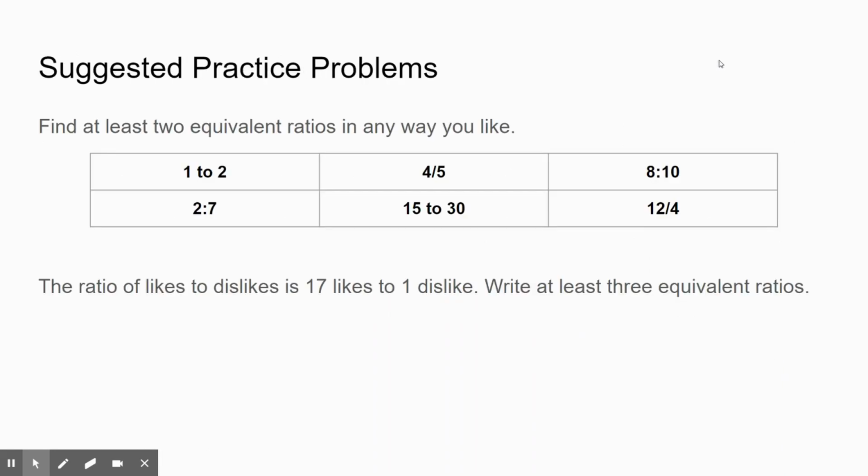Our suggested practice problems, there are technically 7 of them, but are there really? I don't think they'll take you too long. The first section, you're going to find at least 2 equivalent ratios for each of these ratios in any way you like. You can use the table, you can just multiply them, it doesn't matter. Second one, the ratio of likes to dislikes is 17 likes to 1 dislike. You're going to write at least 3 equivalent ratios. Again, you can choose how you do them.